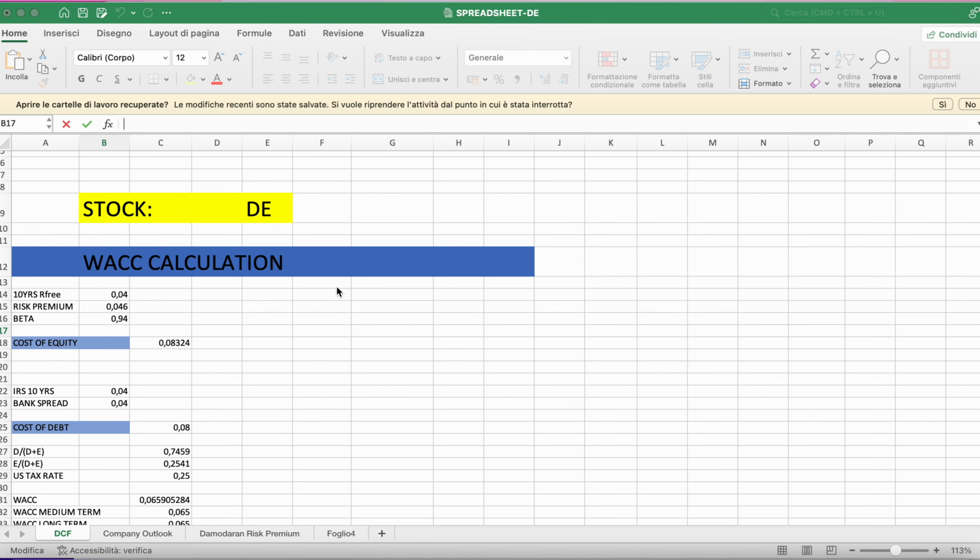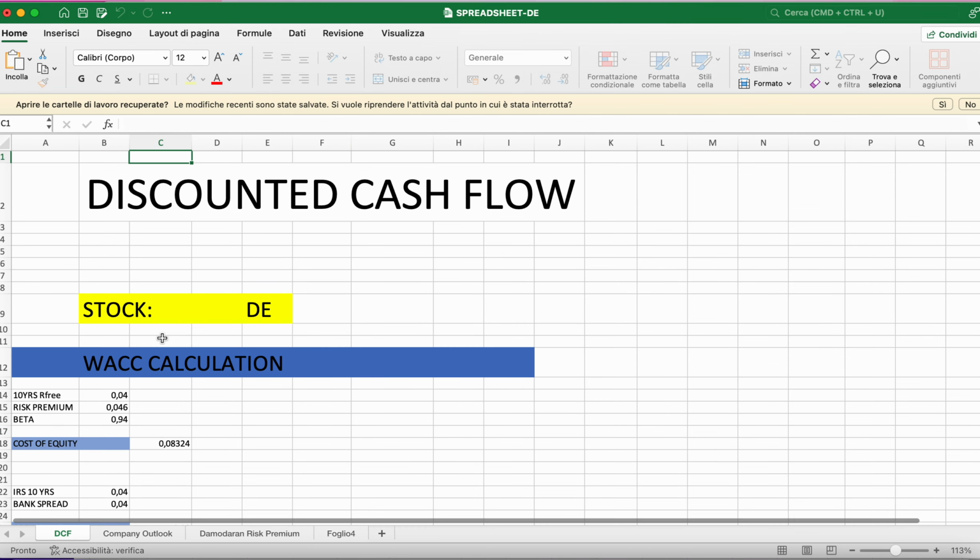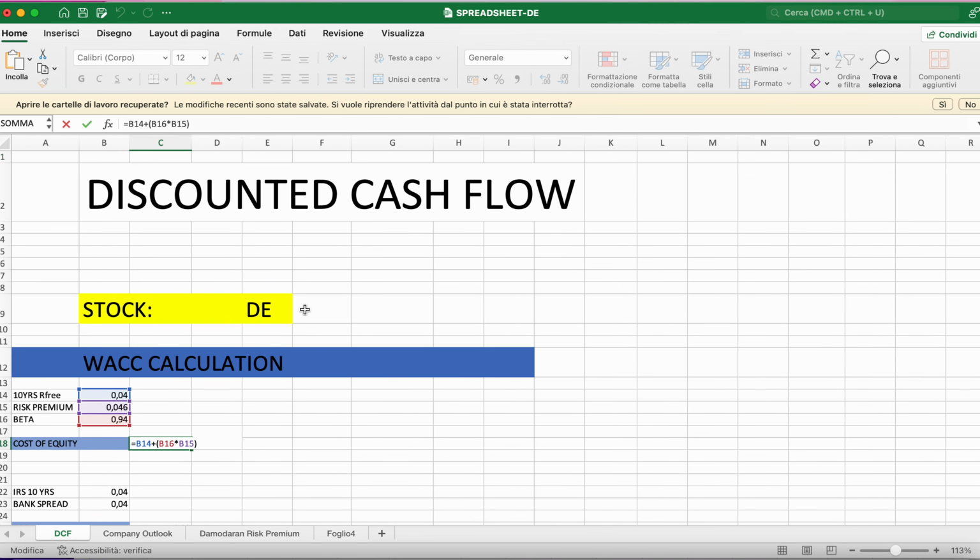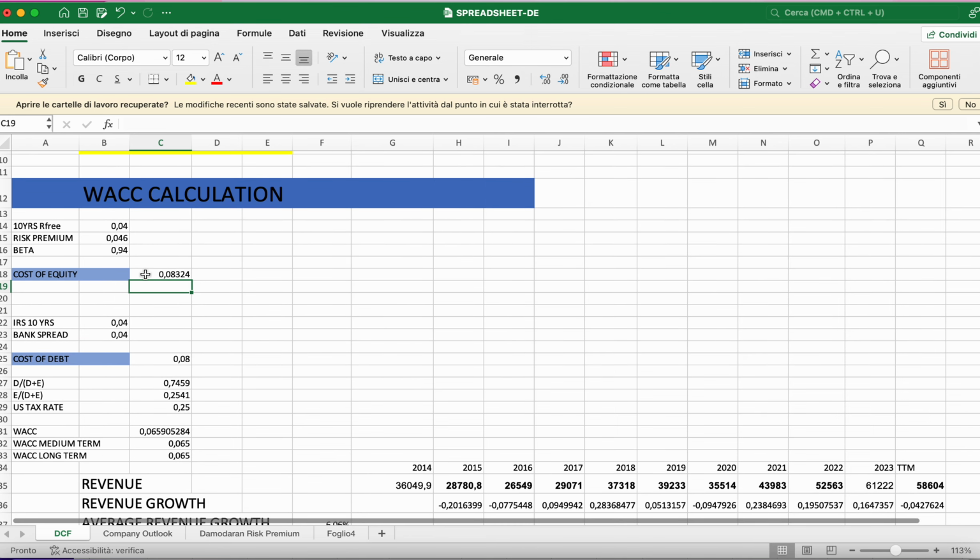I've taken the interest rate swap for the next 10 years that, as of now, is floating around more or less 4%. Then we have the risk premium, and in this case, I've taken again the risk premium indicated by Aswath Damodaran for this year, that is 4.6% for the United States. Then I've taken the beta, the last 24 months beta, and I've taken that into account to come up with the calculation of the cost of equity. So here's the formula if you want to do it yourself.